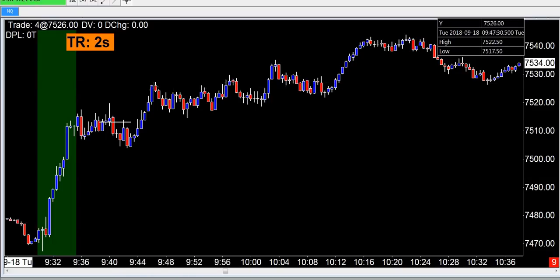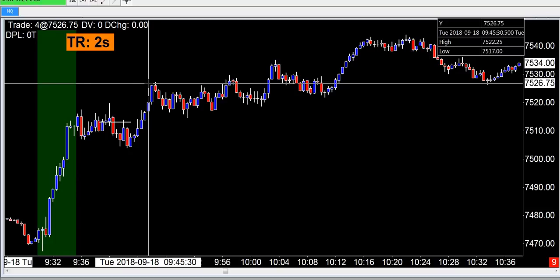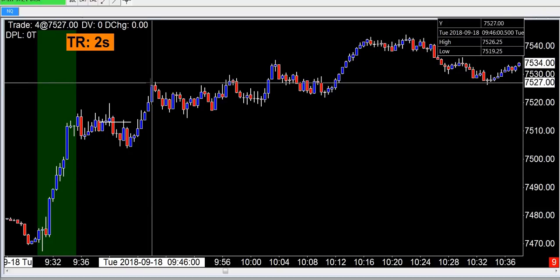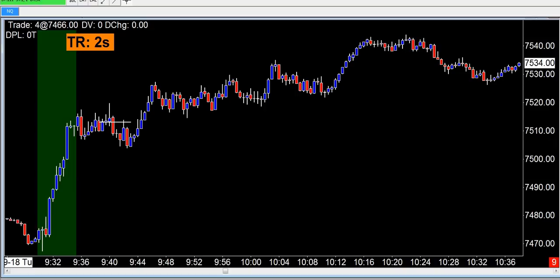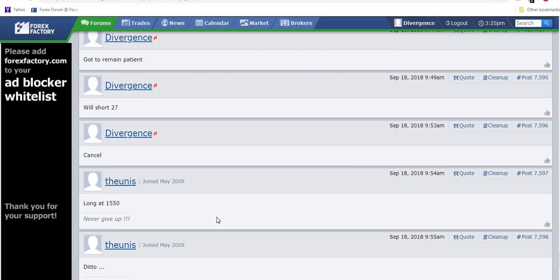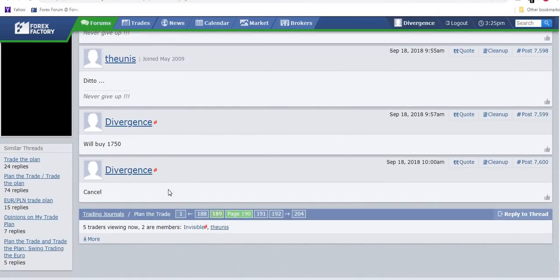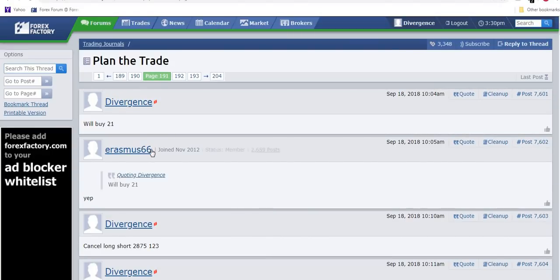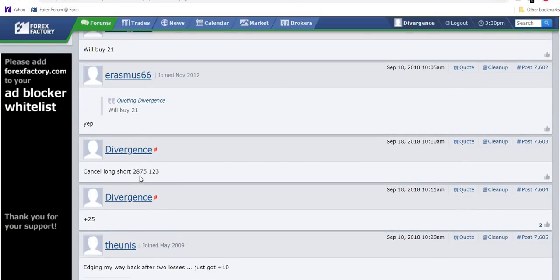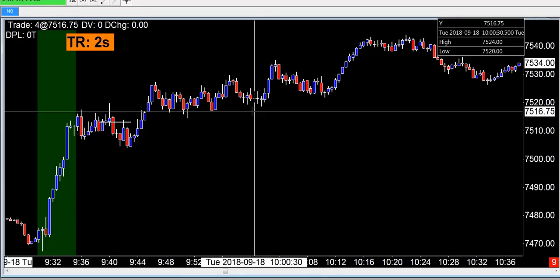Okay, I was looking to short this wick over here. That's when I was doing wick trading. So this might not be a good example, but I canceled it anyway. Cancel that one. We'll buy 21. Cancel long short at 28.75 at 10.10. 28 at 10.10.